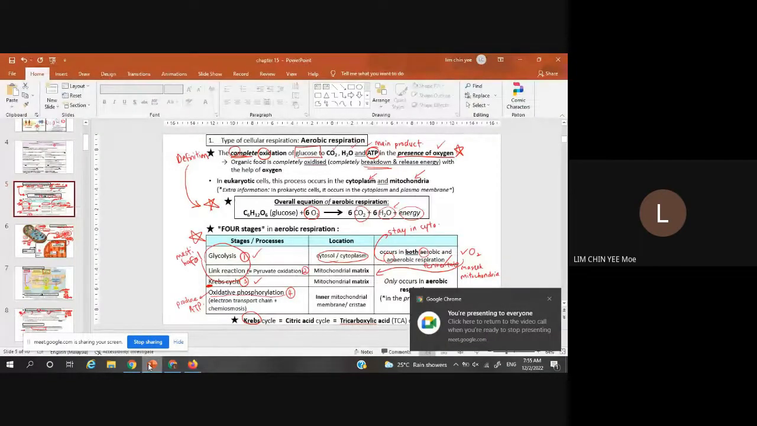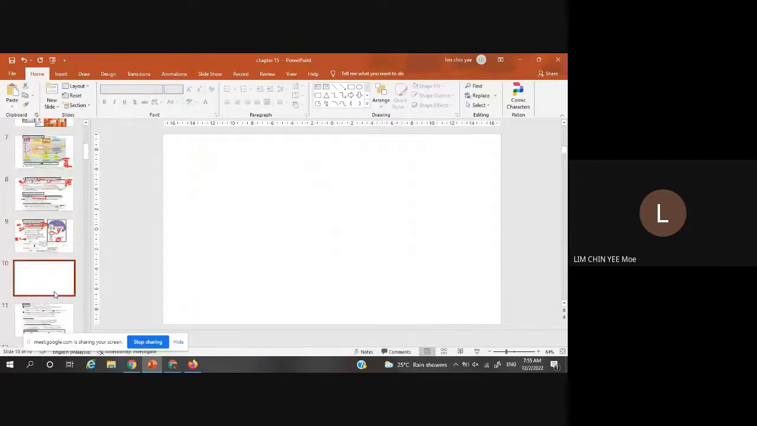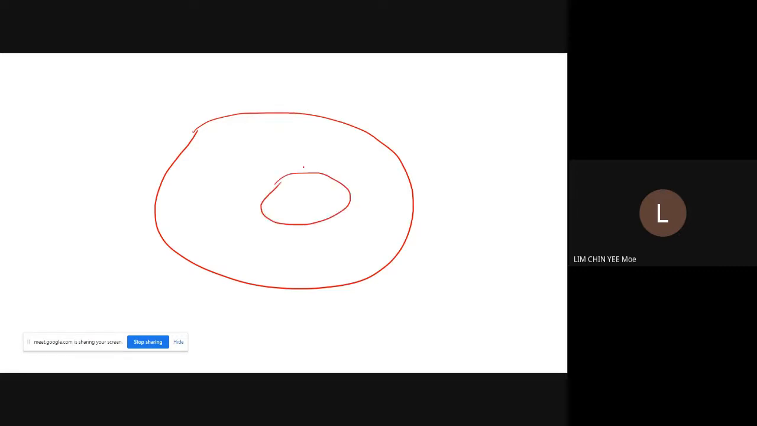Right, so now let's look at this one. I will recap on the part where the four stages take place. First of all, this is the cell. So dalam cell ini kita ada mitochondria organelle. So first, ini mitochondria. And when we talk about aerobic respiration, there are the four stages. What is the first stage?